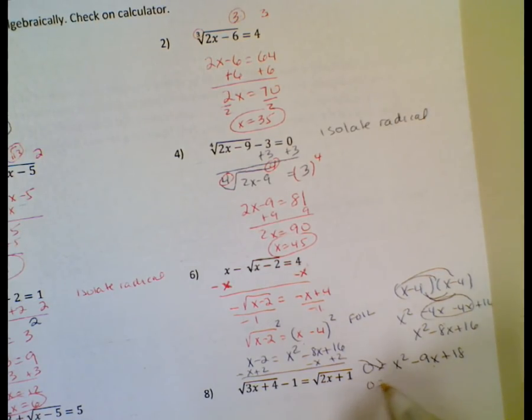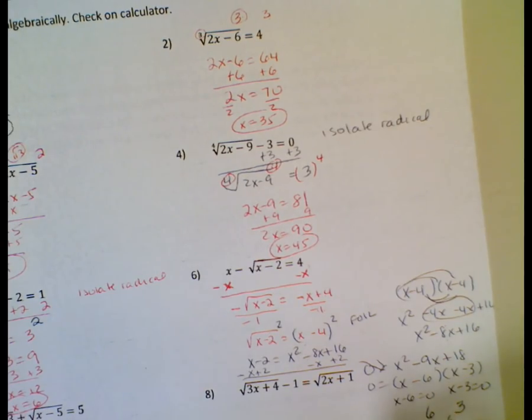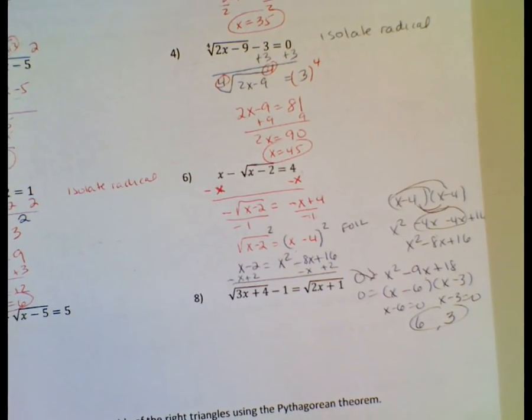And now we have to factor this. X and x, minus 6, minus 3. Factors of 18 that add up to negative 9 are negative 6 and negative 3. Set each factor equal to 0, and you get 6 and 3. Now usually if you have two answers, only one of them works.